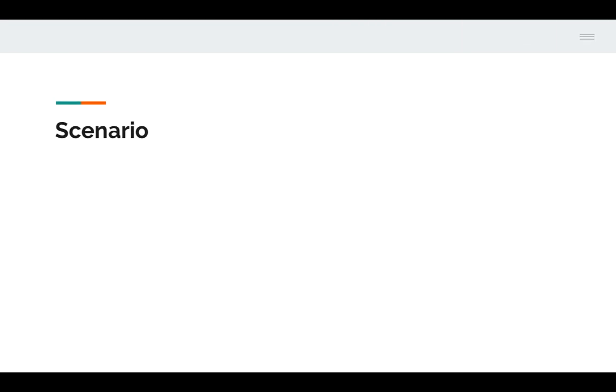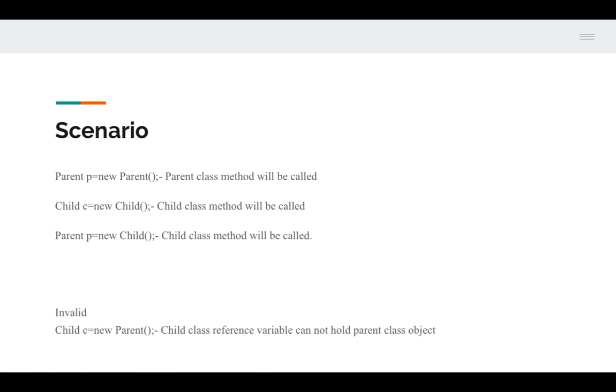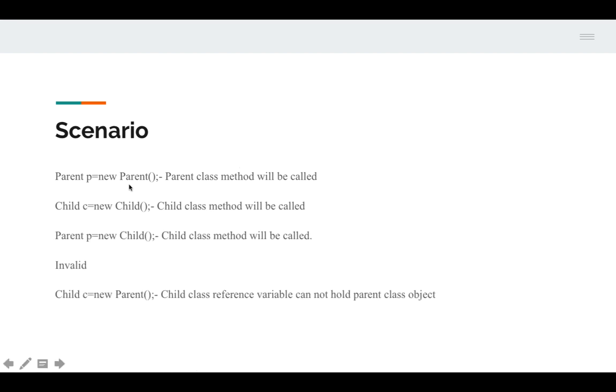So now if you go back to this scenario, I have noted down all the scenarios. The first scenario, Parent p equal to new Parent, the parent class method will be called. Child c equal to new Child, the child class method will be called. Third scenario, even if you have a parent class reference but an object of the child class, you will be able to call only child class methods. And the last scenario is totally invalid. Child c equal to new Parent, this is not allowed. Child class references cannot hold the parent class object. Just keep this point in mind.